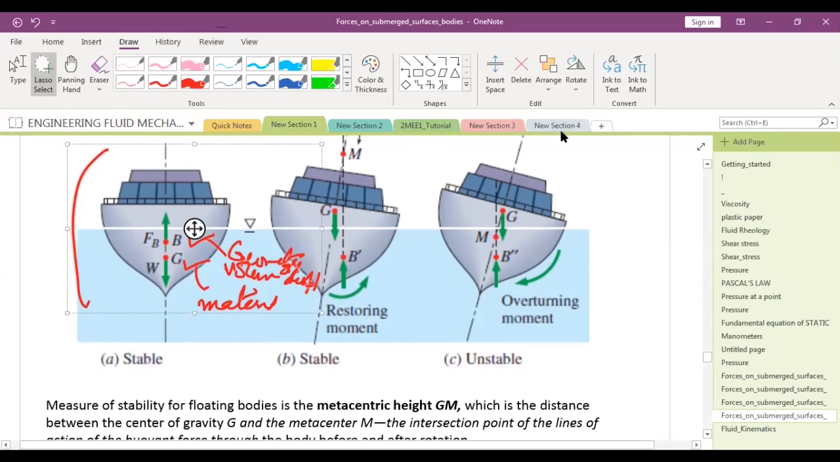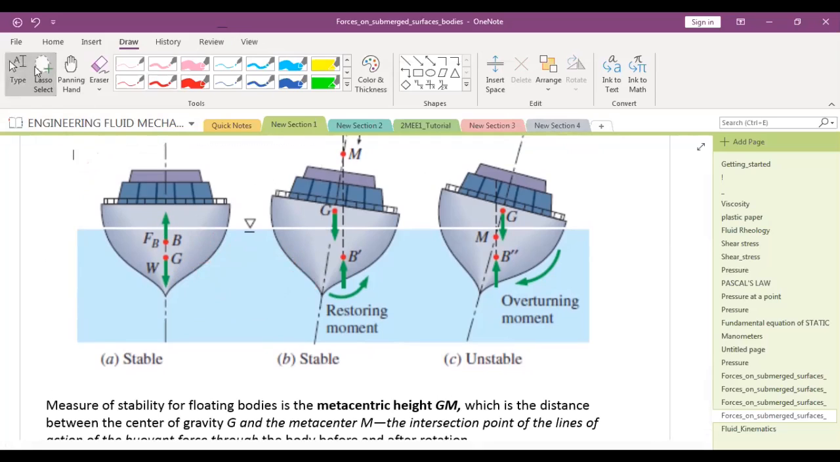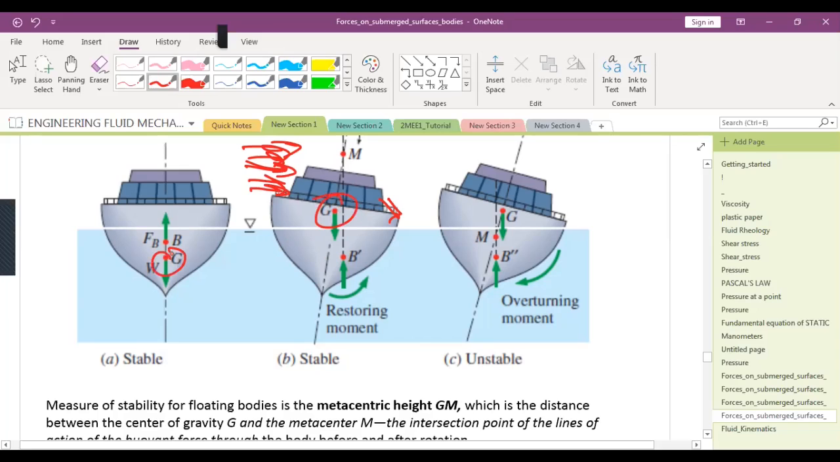But will the location of B change if, say, the ship tilts in this direction? Say wind is blowing in this direction, or something struck this ship, and the ship tilted a little bit to the right. Will the G location change? G location will not change. So please don't confuse this with this. These are two different ships.